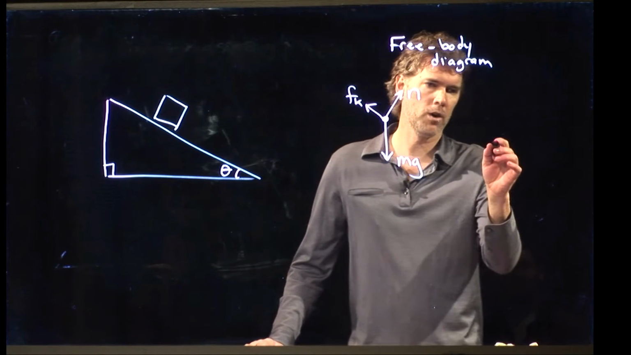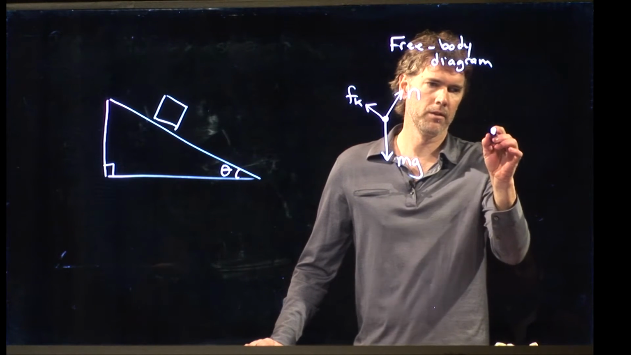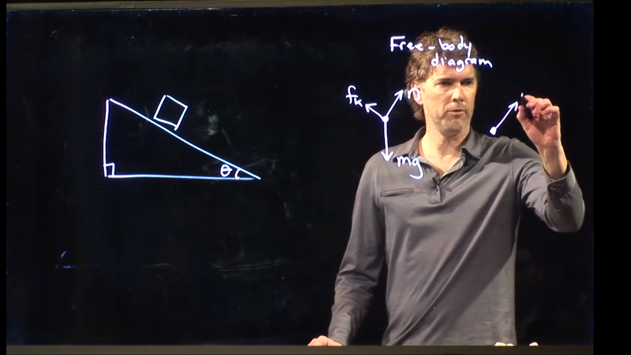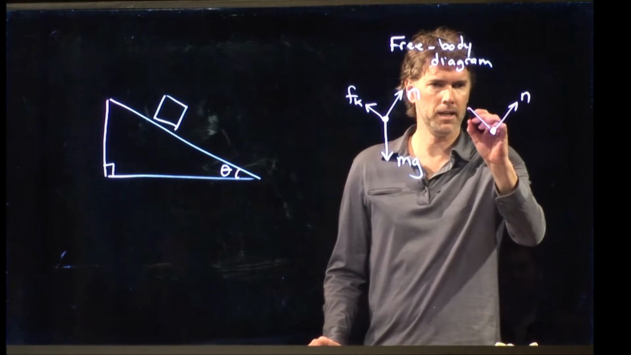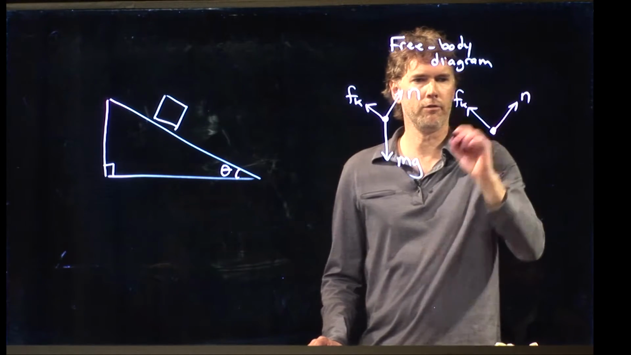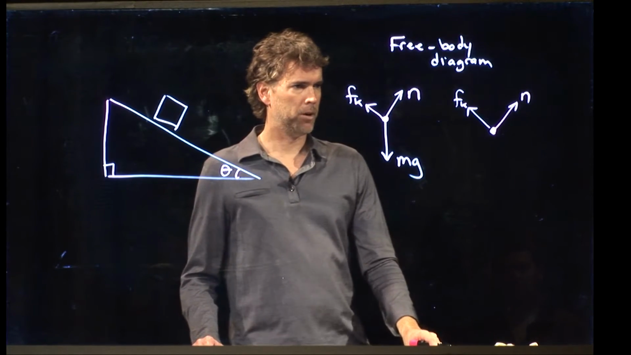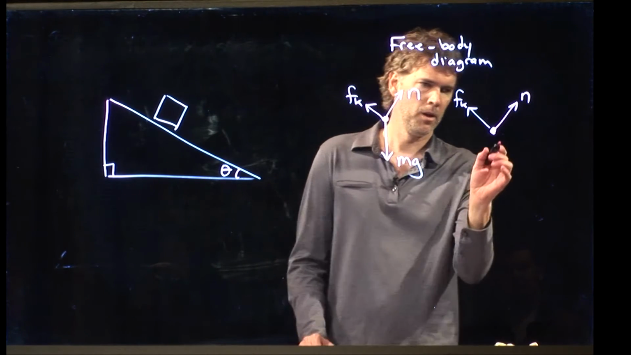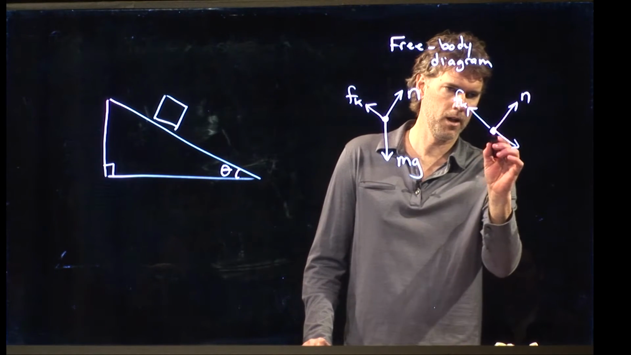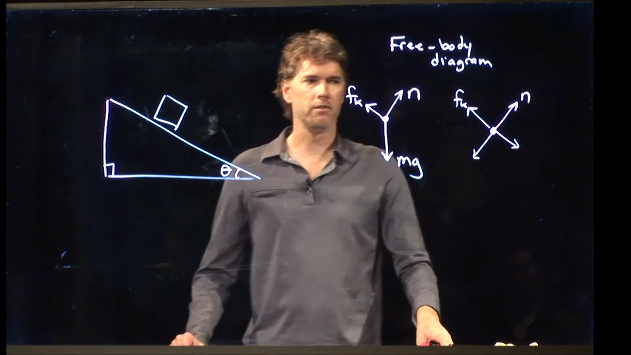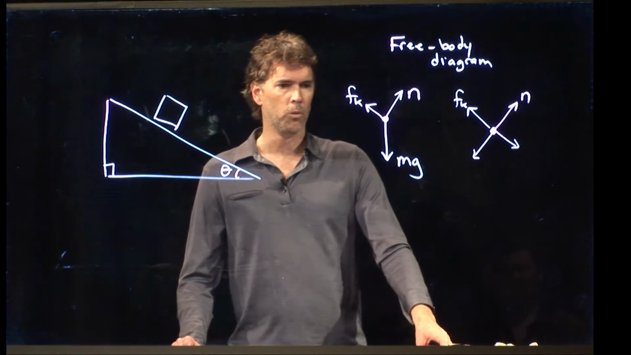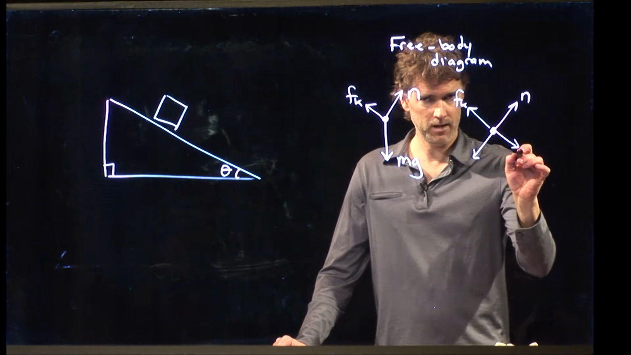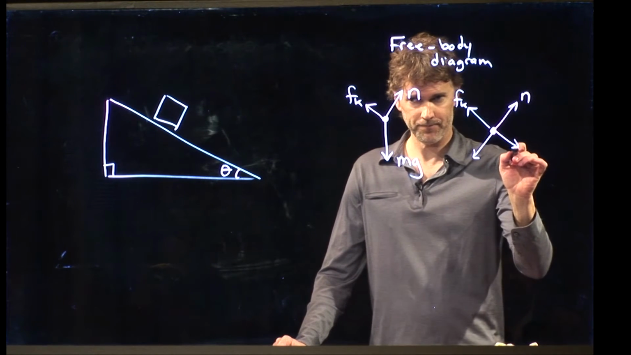And so let's redraw our free body diagram like this. Here's my object. I'm going to keep my normal force in that direction. I'm going to keep my frictional force in that direction. But I'm going to break up mg into two components. One of those components is that way. One of those components is that way. What is this component of mg? Is it mg cosine theta or is it mg sine theta?